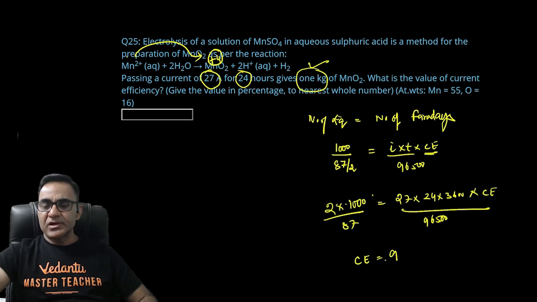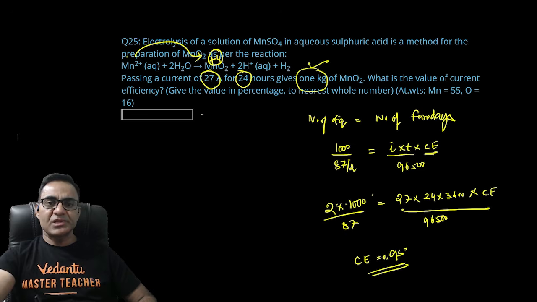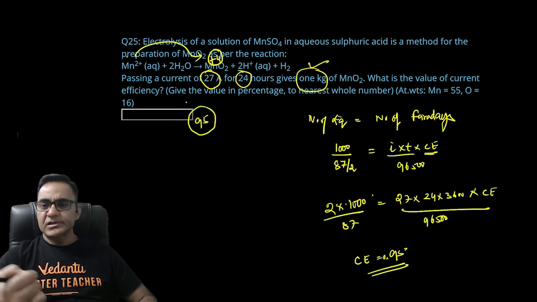This comes out to be 0.95. So 0.95 means 95%, we have to find the percentage. What is the current efficiency? 95%. All right. So this is going to be the right answer of this question. All right.